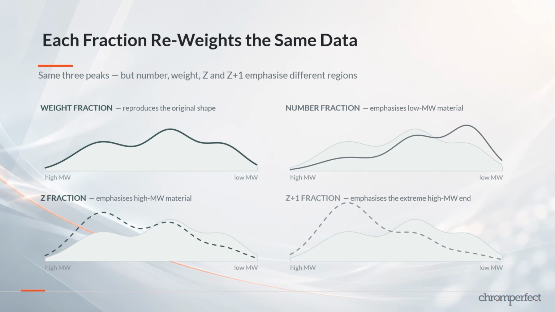The number fraction trace emphasizes the later, low molecular weight portion of the chromatogram because that region contains a larger number of individual molecules. In the 3-peak example, the later overlapping peak becomes more prominent in the number fraction trace. The Z fraction trace emphasizes the earlier, high molecular weight region. The Z+1 fraction trace emphasizes this region even more strongly because it applies a still higher molecular weight weighting.